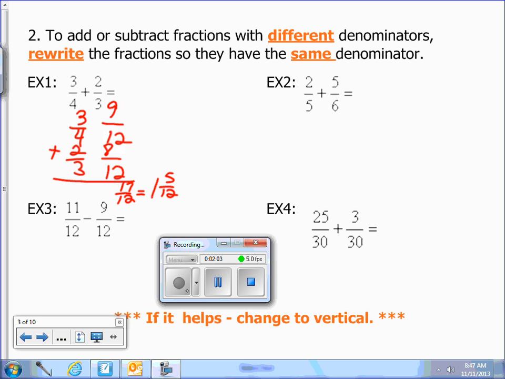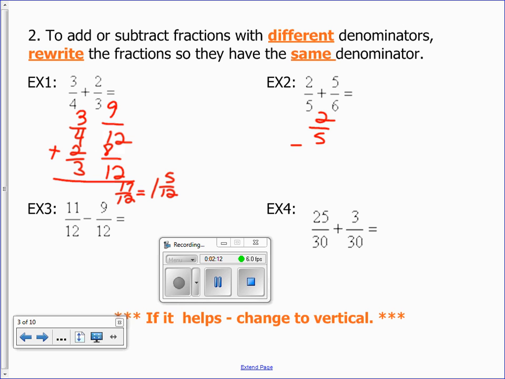In our example 2, we have 2/5 plus 5/6. We are going to find an LCD for these two. So 2/5 plus 5 over 6. Our final answer will be 1 7 over 30.